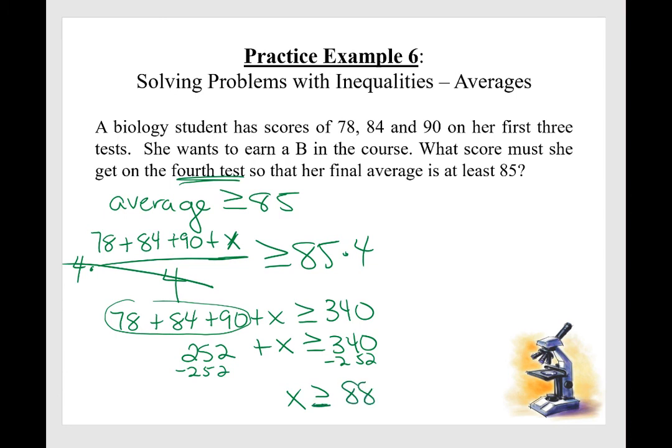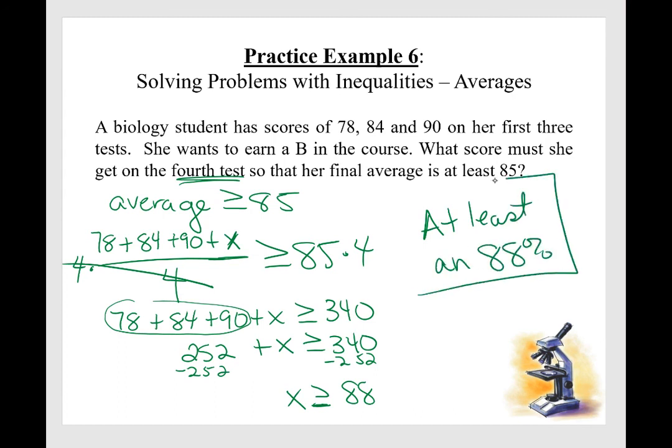Okay, so there is my inequality. Now we have to say, what does that mean in words? x is greater than or equal to 88. So her fourth test has to be greater than or equal to an 88. So she needs at least an 88% on that fourth test to keep her average of 85. All right, so averages are another place that you see inequalities in solving equations.